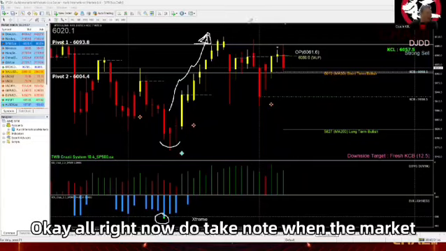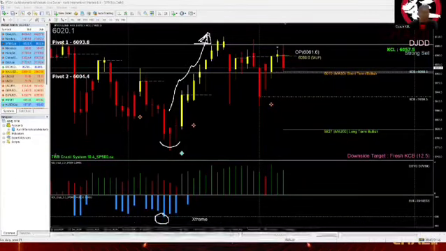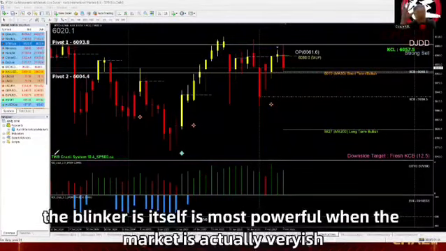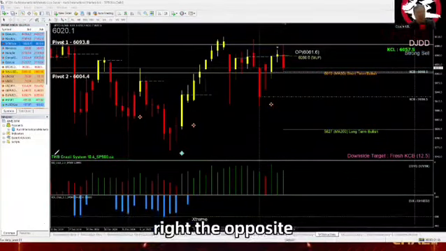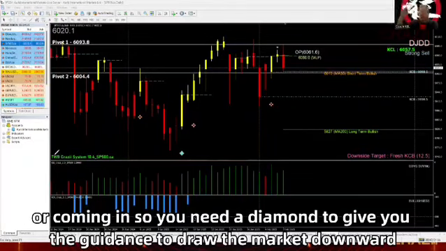Okay. All right. Now do take note, when the market is bullish, the blinker itself is most powerful. When the market is actually bearish, the opposite will come in. So you need a diamond to give you the guidance to draw the market downwards.